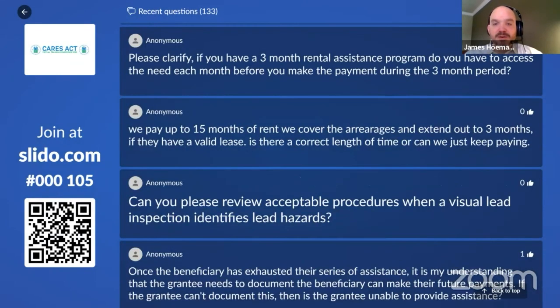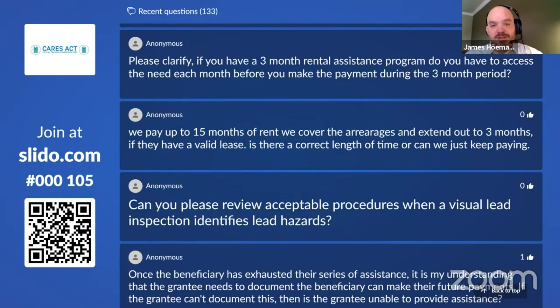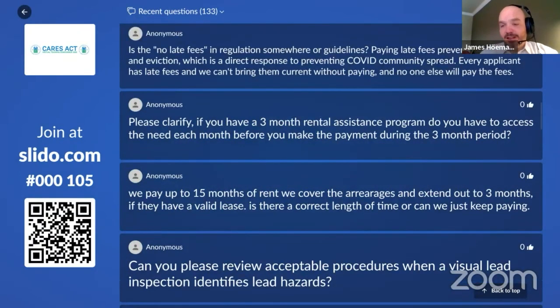Can you please review acceptable procedures when a visual lead inspection identifies lead hazards? That is way outside of my wheelhouse. HUD has a Healthy Homes lead-based paint office. They have plenty of things on the website, and you can also contact that office and they will walk you through that. I know there are other things that come into play with that, with the EPA in terms of the RRP and some of the other things. You will need to have technical assistance that's beyond what I'm capable of for that.